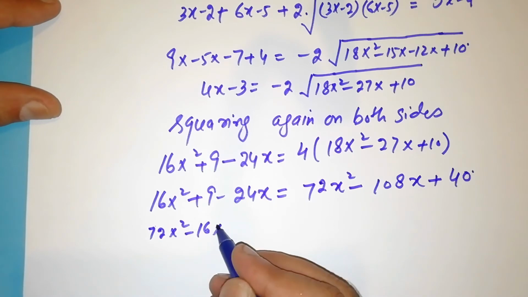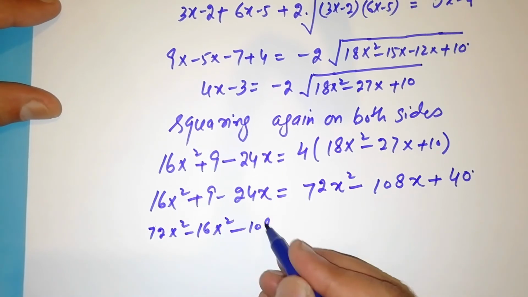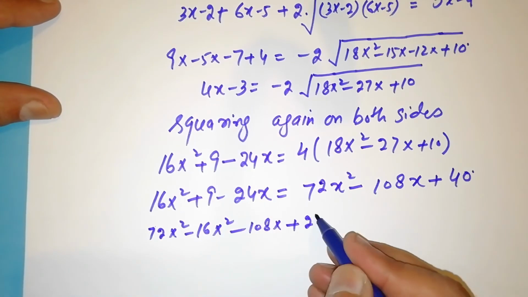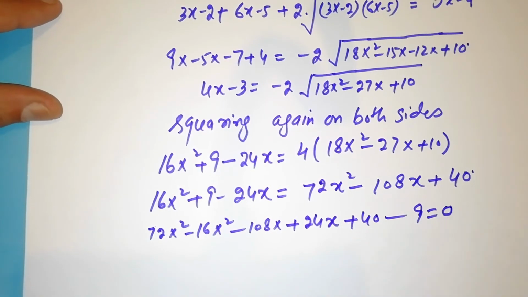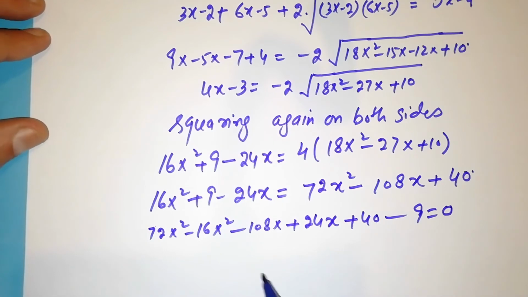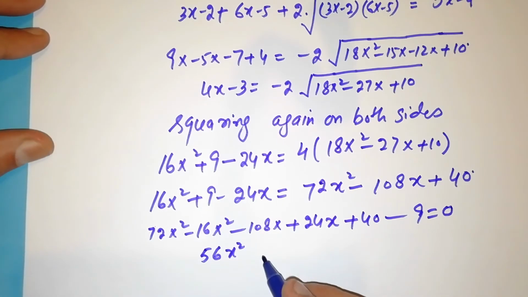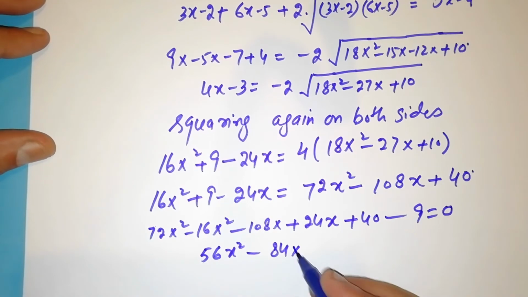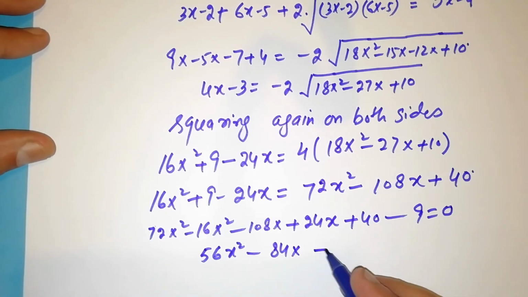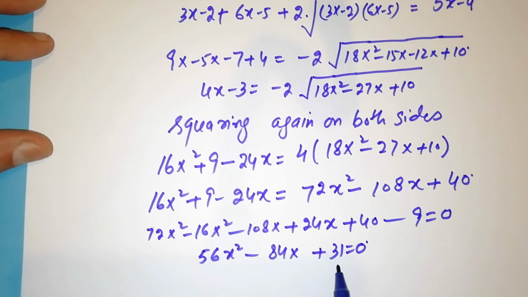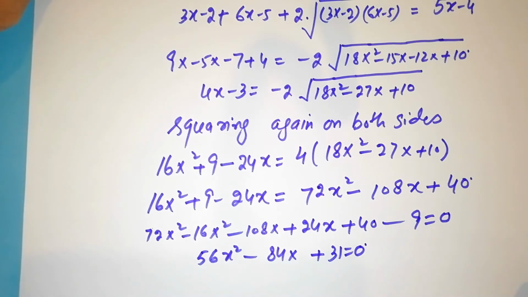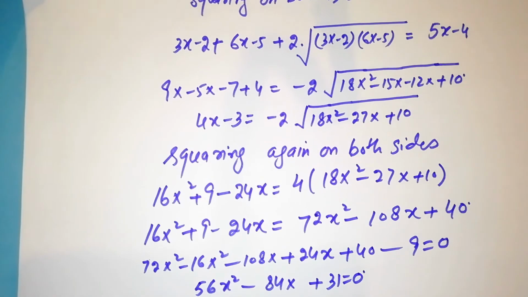So 72x square minus 16x square minus 108x plus 24x plus 40 minus 9, this is equal to 0. So we have 56x square minus 84x plus 31, this is equal to 0. This is a quadratic equation and it cannot be factorized, so you can use a quadratic formula.